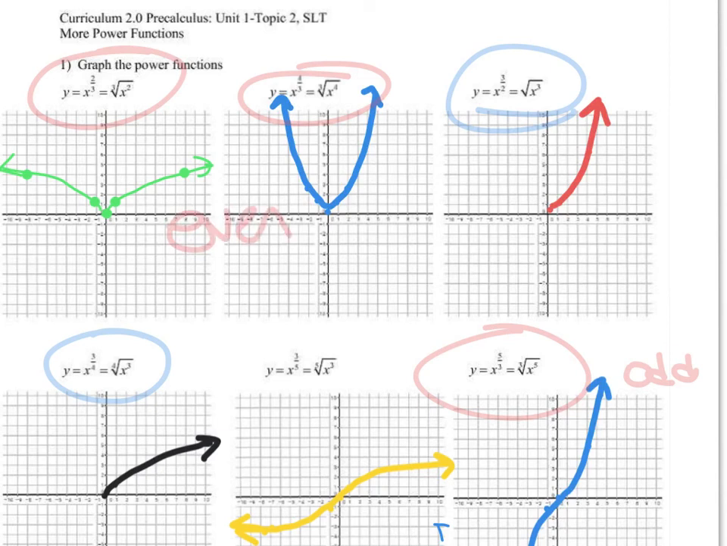And the difference there is the numerator. So when the numerator is odd, you have the odd symmetry. Same thing here. Check that out. When the numerator is even, you have an even symmetry with the y-axis. But the bigger the numerator, the steeper. Well, let's write that. Bigger numerator is steeper.